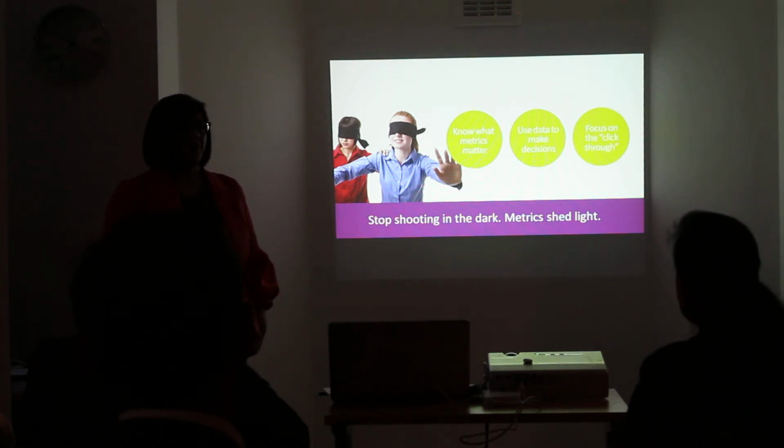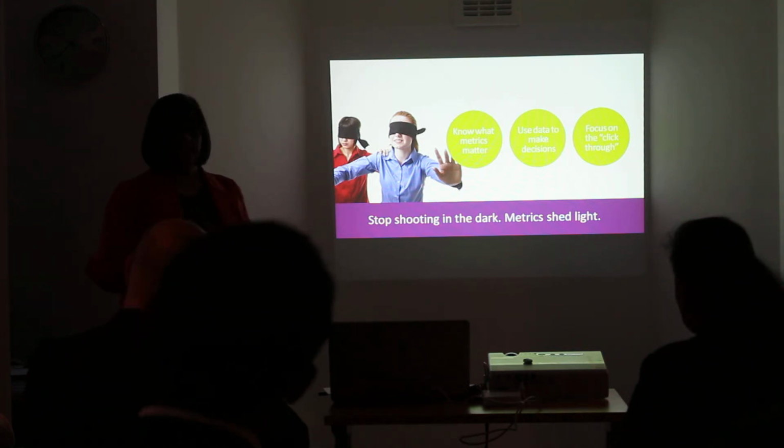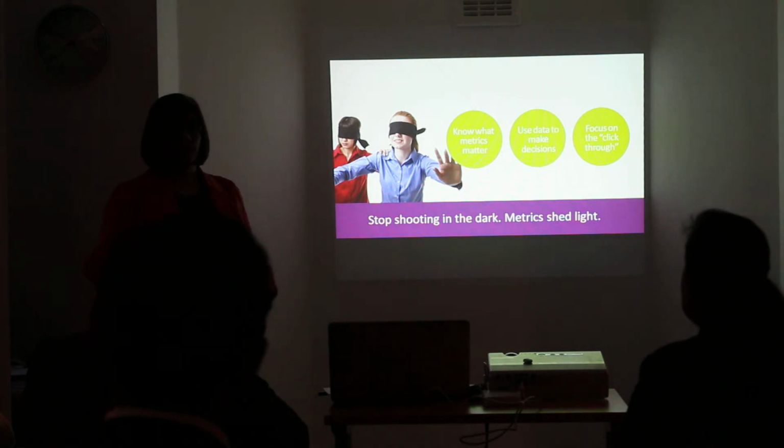And people always focus on the open rate. The click-through rate is the thing that you really, really need to pay attention to. Because if people aren't clicking on your email, that means that what you're talking about isn't resonating with them. So really focus on the click-through rate, because the higher that is, the more likely it is that people are interested in what you're sending them.